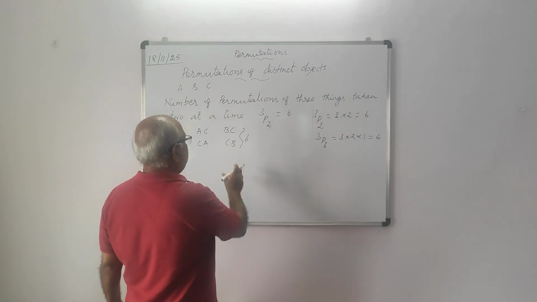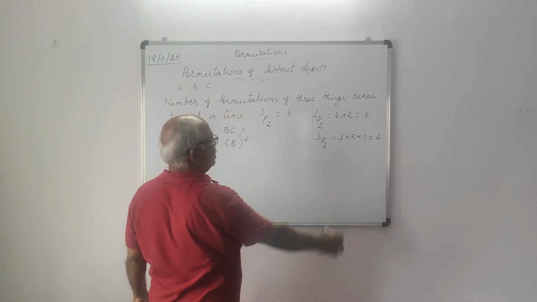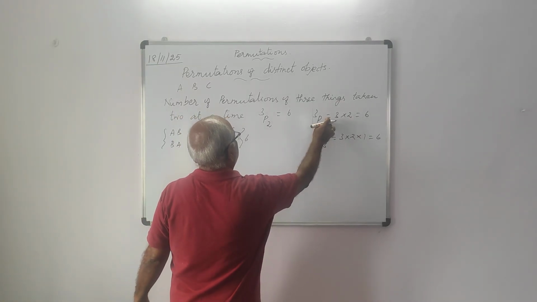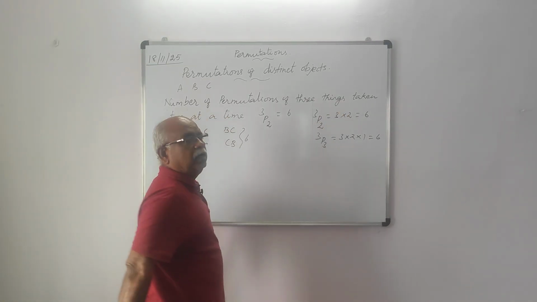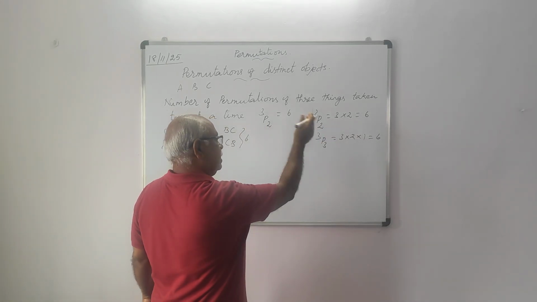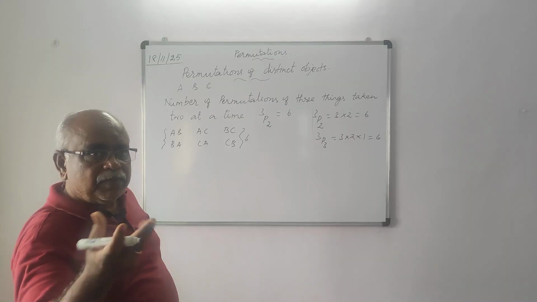Here 3 things taken 2 at a time, here 3 things taken 3 at a time. In the first case we are taking 2 things at a time. So this is another example: 3P2 and 3P3 values are the same, but the arrangements are different.